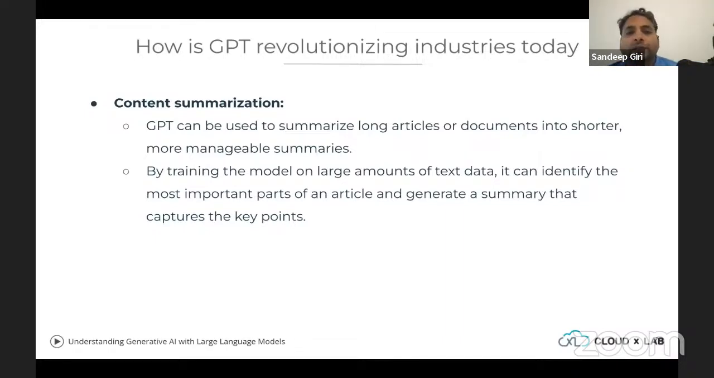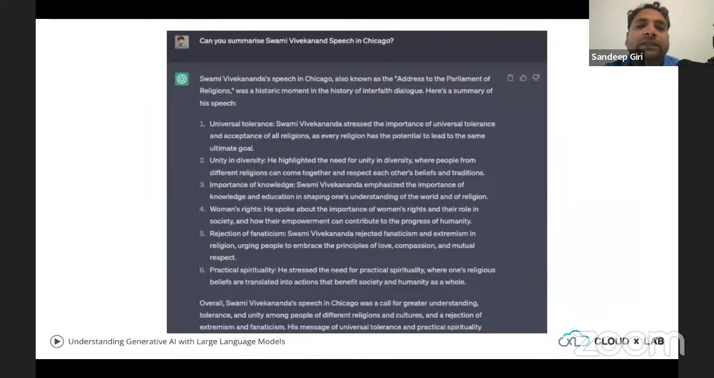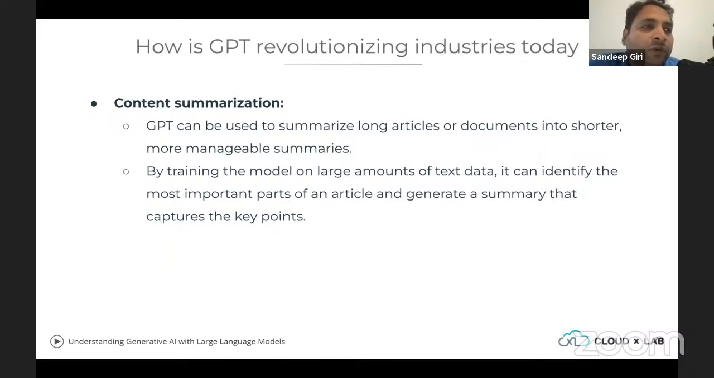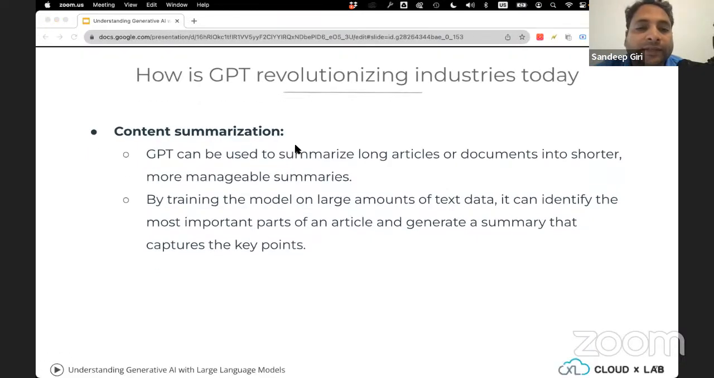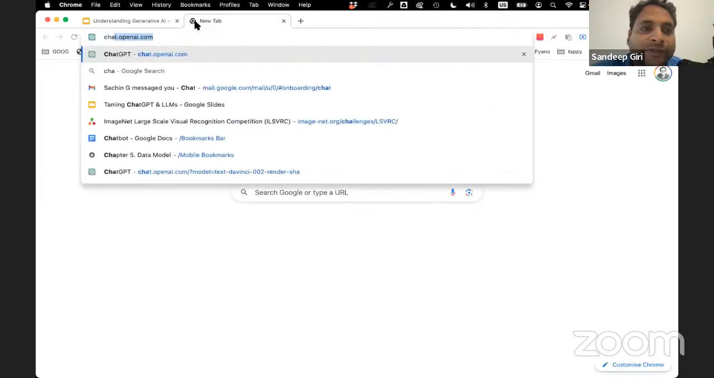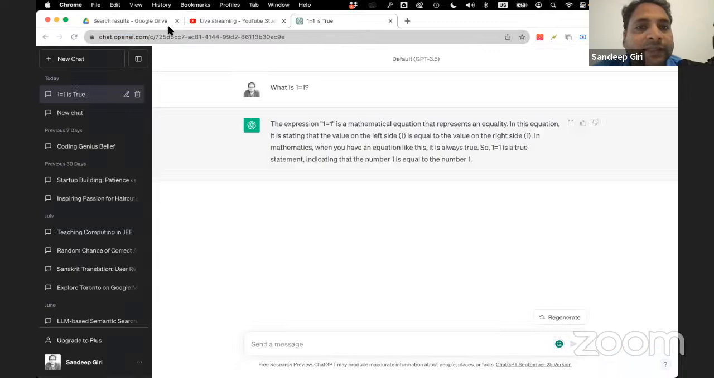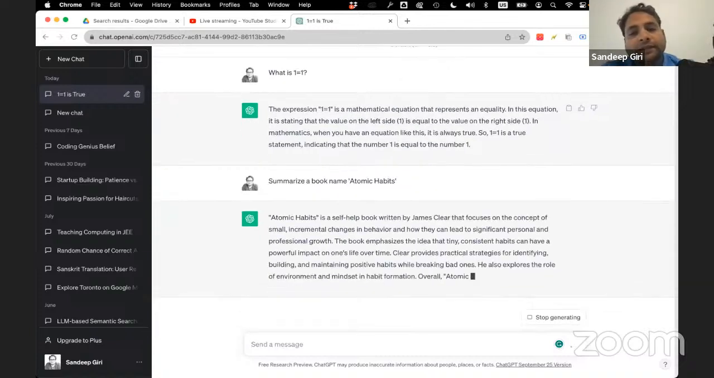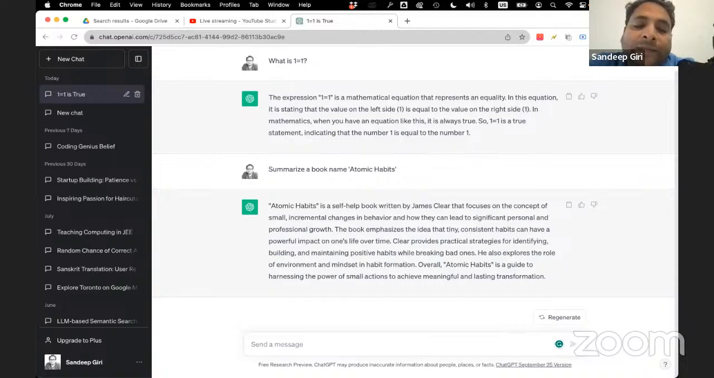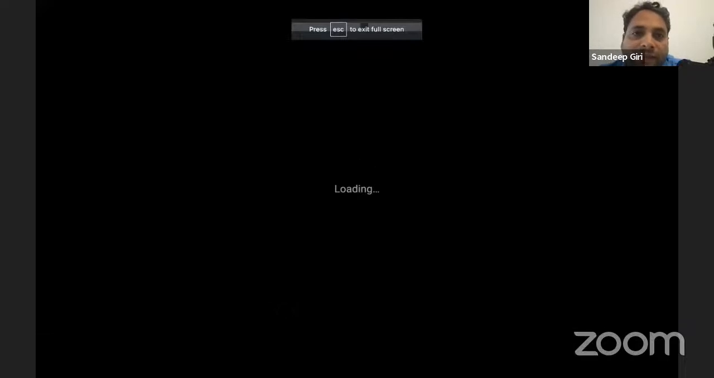GPT can be used for summarization. You can summarize an entire book. One of the clever hacks of life is, if you want to know what a book talks about, let's say you have been lazy and people have been telling you that you should read it. Say you want to summarize a book named Atomic Habits. All right. You can see that it has simply summarized the entire book in a couple of paragraphs. So you can utilize it in many ways in your favor.